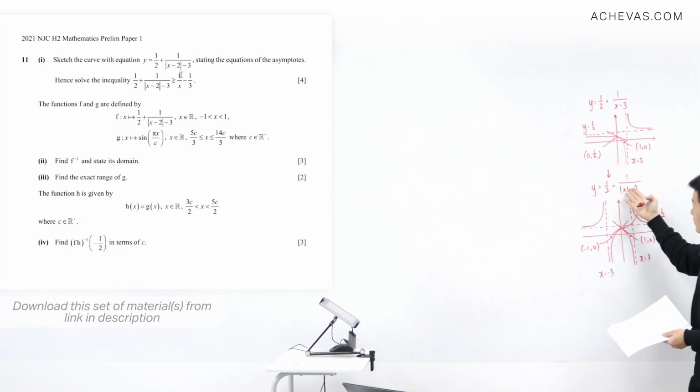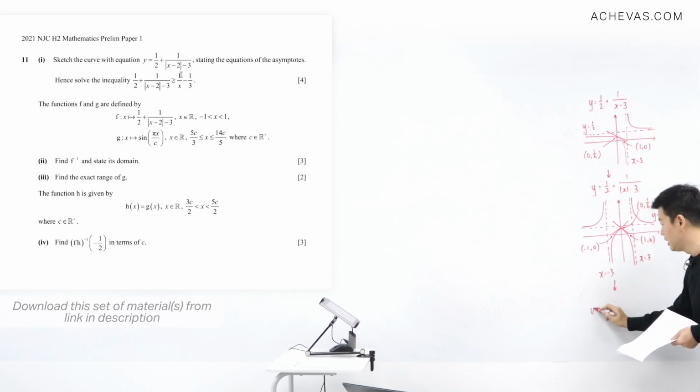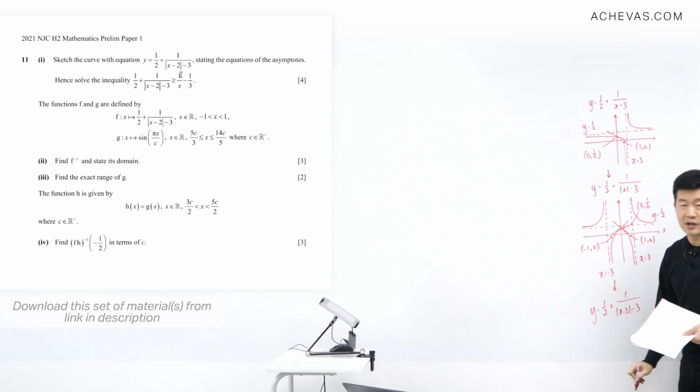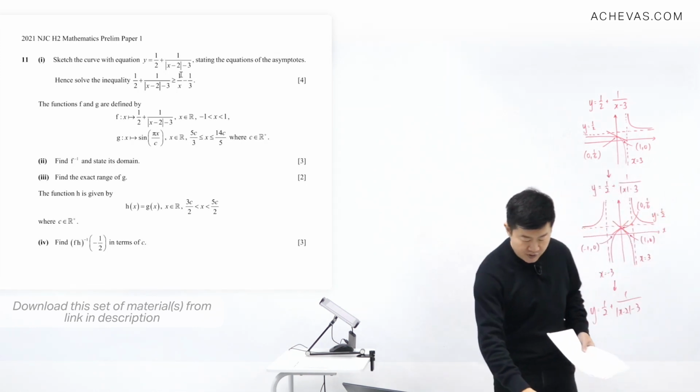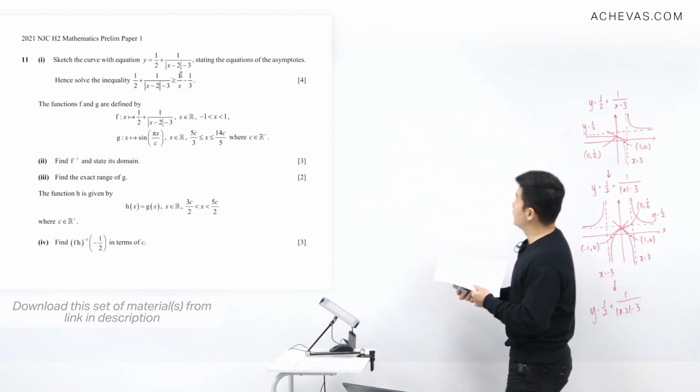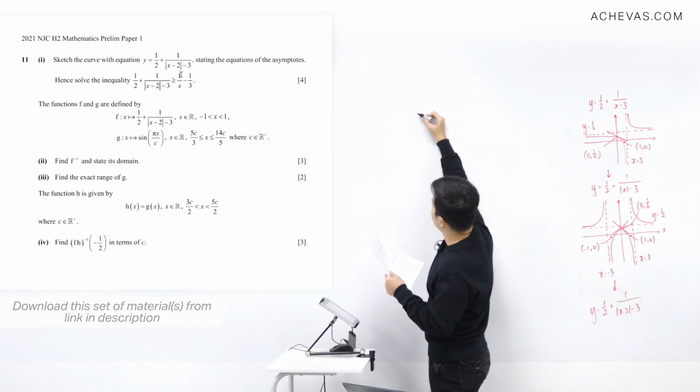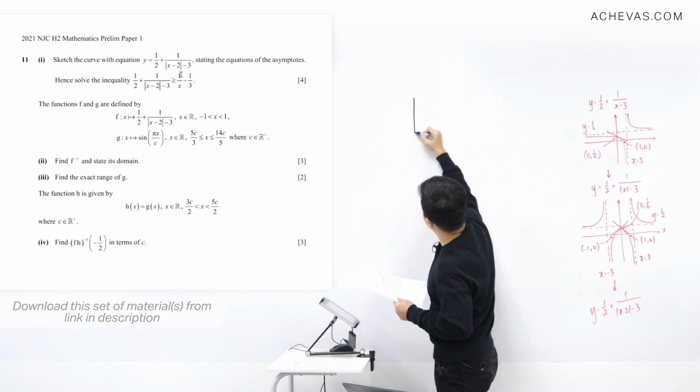Okay, and finally, from here, I'm going to do another transformation by replacing x with x minus 2. So the entire graph is going to be translated by 2 units in the positive x direction. That will lead me to my actual graph, which I'm going to now sketch here.